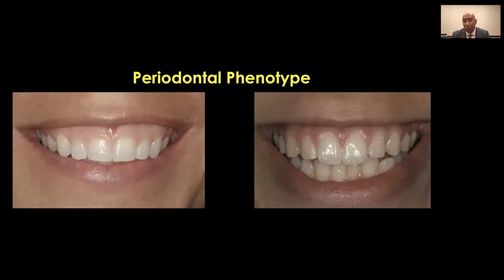The third thing we look at, which is not as obvious, is the periodontal phenotype. With periodontal phenotype, we often talk about whether the tissue is thick or thin. And then later on, we'll talk about keratinized or non-keratinized tissue. But generally speaking, thick tissue responds a whole lot better to implant treatment than thin tissue like what you see on the right. So between these two cases, you're going to want to pick the person on the left.